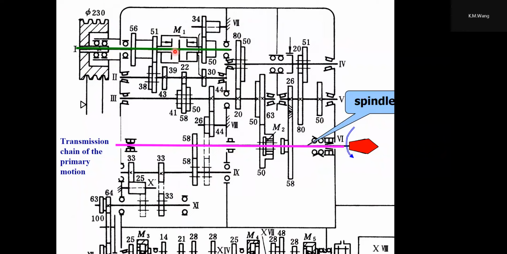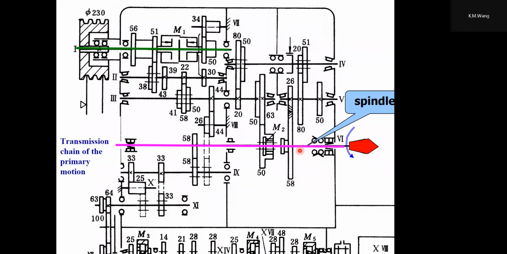And if the M1 is the middle position, the spindle is stopped. So the bidirectional multi-piece friction clutch 1 can finally determine the rotation ways of the spindle.